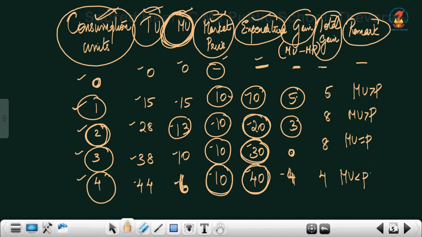Why is it blank? Because nothing is bought. Therefore, all these will be blank. Only with the first chapati does the action take place, isn't it? Therefore, for the first unit you will get all the values.